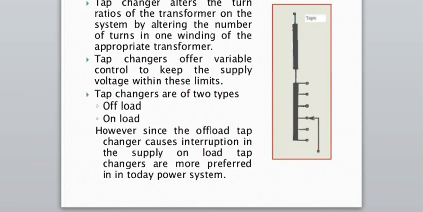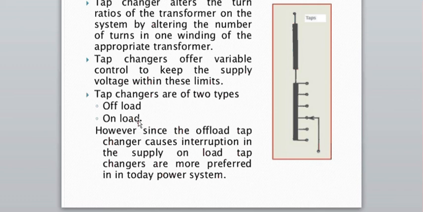Next, if you see, the tap changing transformer is like this, and these are the taps. If you increase the tap, that means you are changing from this position to here, then the voltage will increase. These are the turns. The number of turns increases and the voltage increases according to our required level. Tap changers are of two types: one is off-load and one is on-load.